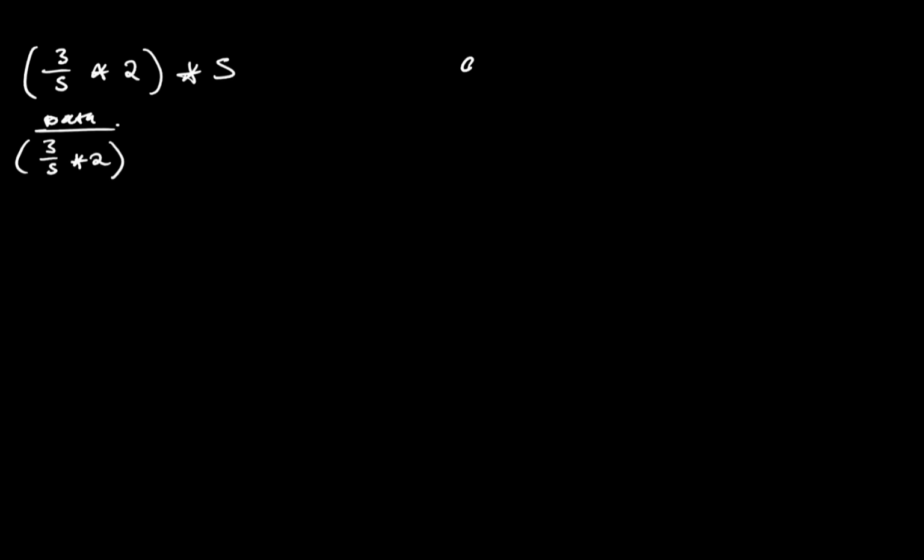Remember, the operation is, not A, it's X actually, X star Y being equal to X squared plus Y squared minus 2. Therefore, 3 over 5 star 2 will be 3 over 5 squared, then plus 2 squared, then minus 2. Just like that. Now, this can be simplified.